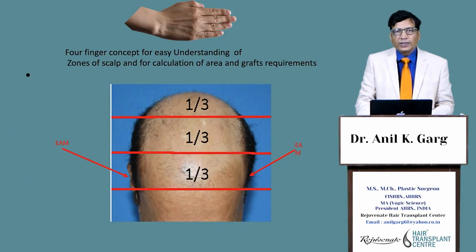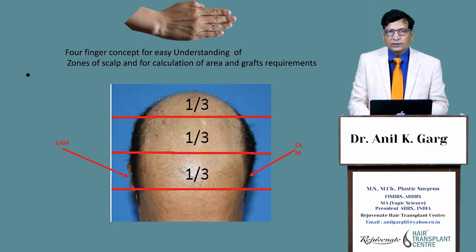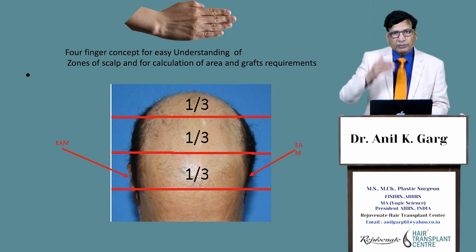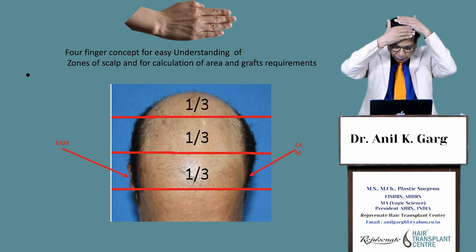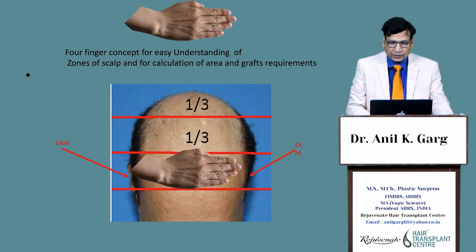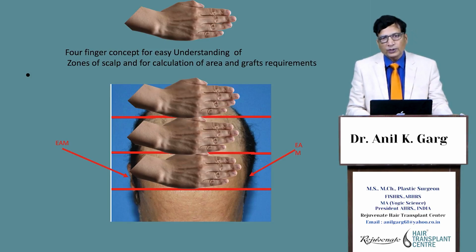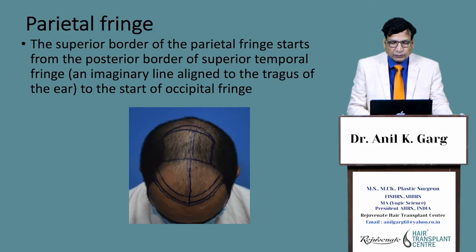To simplify, I have brought the concept of the forefinger to understand and to explain to the patient. The entire balding scalp can be divided into front forefinger, middle forefinger, and backside forefinger. This is the front forefinger, this is the middle forefinger, and this is the crown area, which is also a forefinger broad.